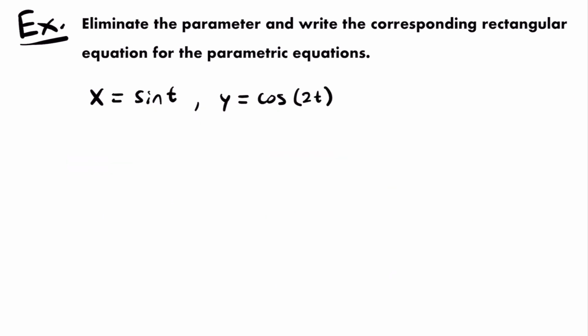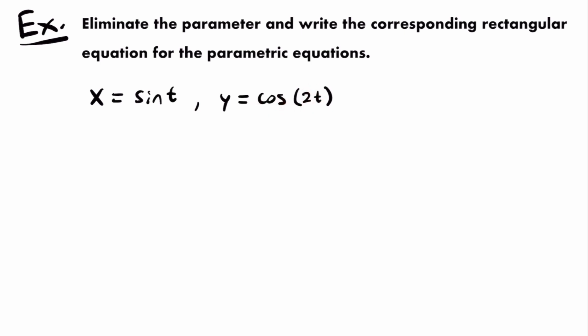All right, so next up we have this example. Once again, we want to eliminate the parameter and write the corresponding rectangular equation for the parametric equations. This time we have x equals sine of t and y equals cosine of 2t. Now in this case, in order to eliminate the parameter, we're going to need to make use of a double angle identity. In this case, we have cosine of 2t, that's the double angle.